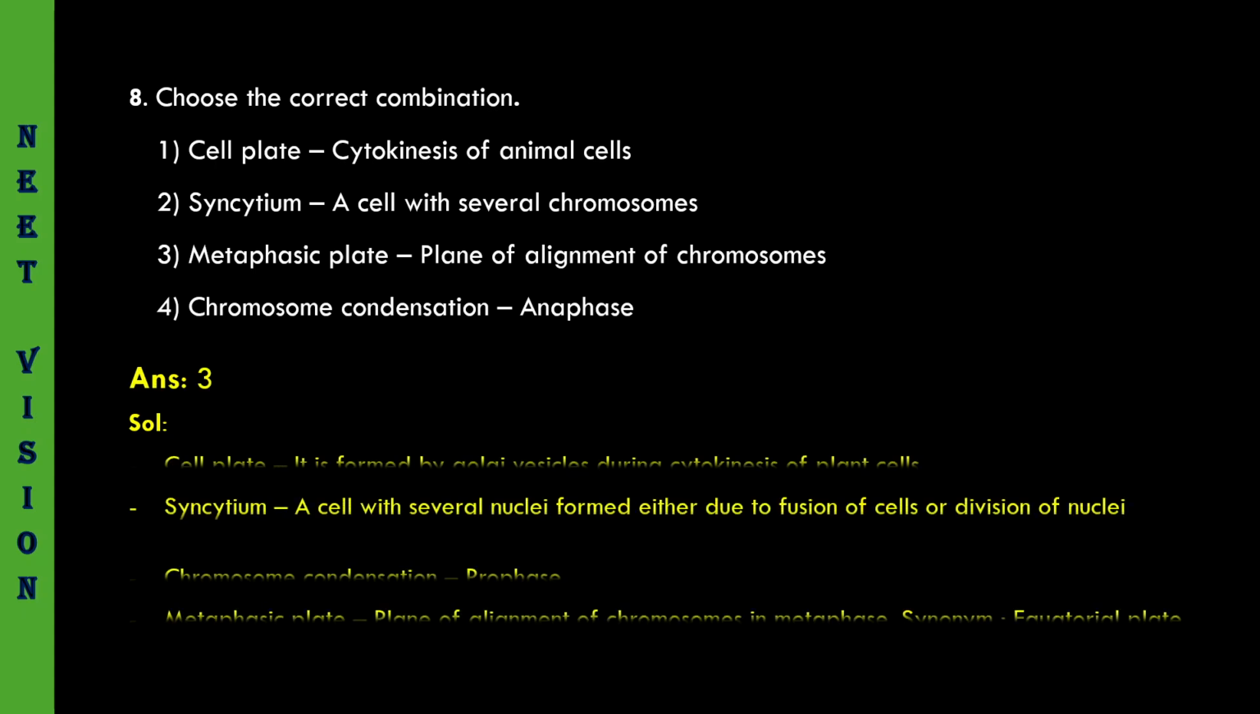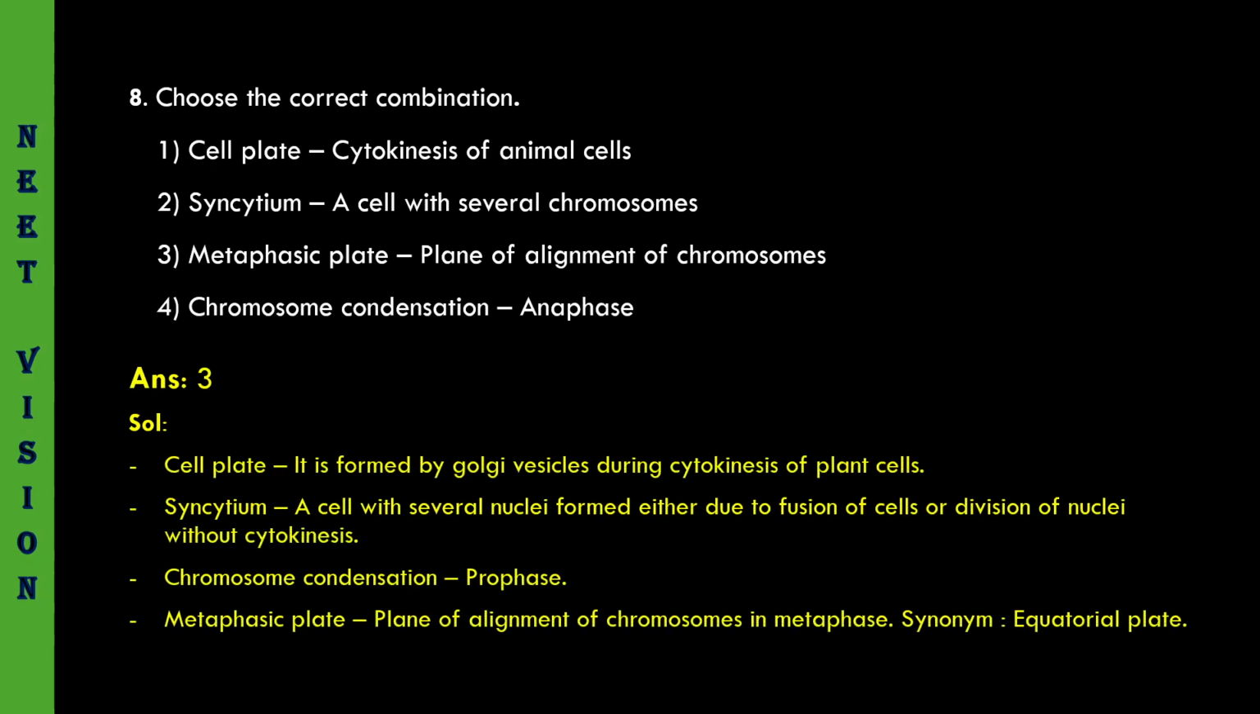Here is the explanation. Cell plate is formed by Golgi vesicles during cytokinesis of plant cells, not animal cells. Syncytium, a cell with several nuclei, is formed either due to fusion of cells or division of nuclei without cytokinesis. Chromosomal condensation, prophase. Metaphasic plate, plane of alignment of chromosomes in metaphase, which is also known as equatorial plate. Next question.